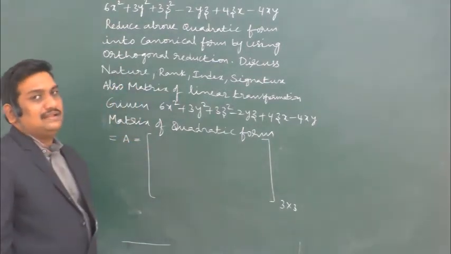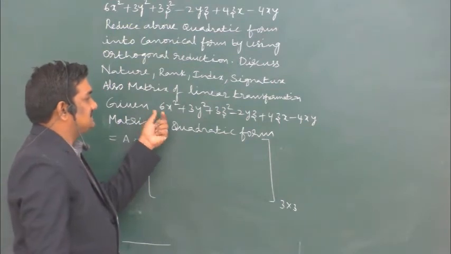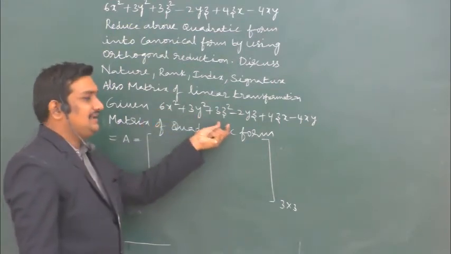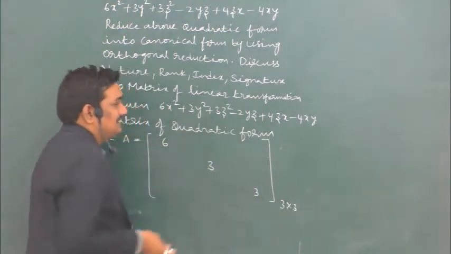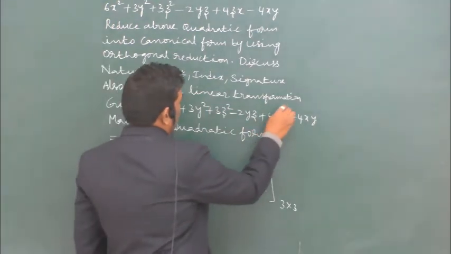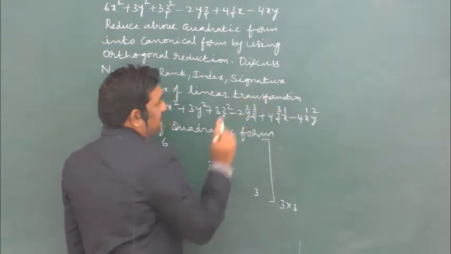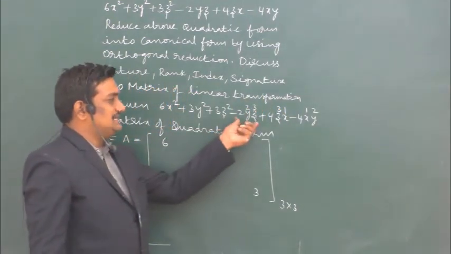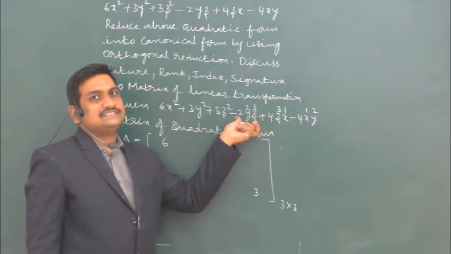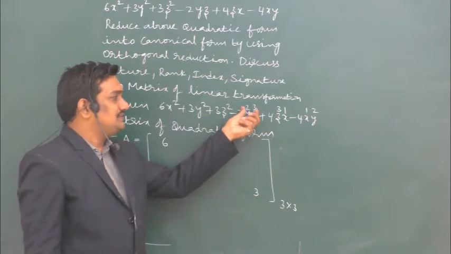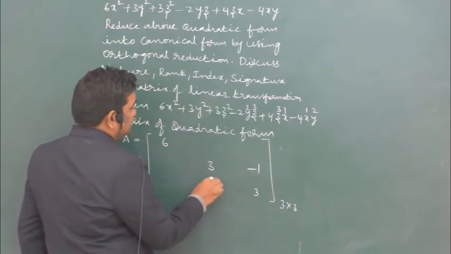Now fill the principal diagonal elements. It will be the coefficients of the square terms. So the square term coefficients are 6, 3, 3, so the principal diagonal will be 6, 3, 3. Now let us assume x as 1, y as 2, and z as 3. Now consider the term -2yz. The coefficient is -2 divided by 2, it is -1. Now place -1 in the 2,3 position and the 3,2 position.